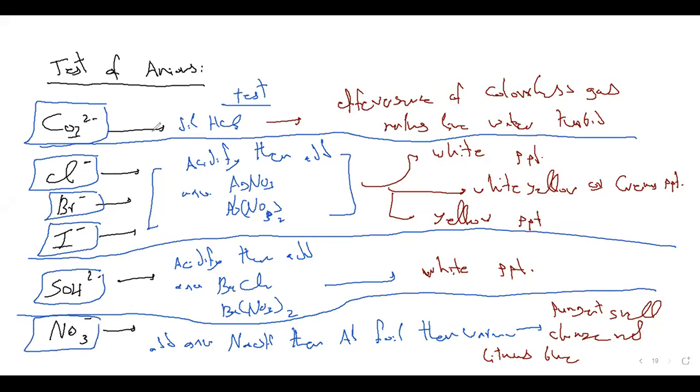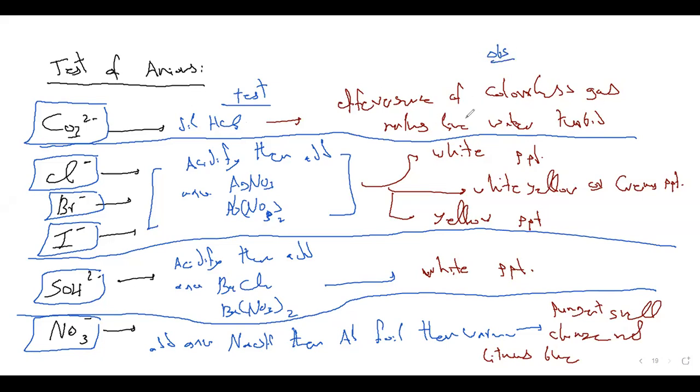In case of carbonate, dilute hydrochloric acid, effervescence of colorless gas makes lime water turbid. And what is the gas produced from carbonate? Carbon dioxide. And it is wrong if you say carbon dioxide gas evolves. No, observation, not conclusion. Colorless gas makes lime water turbid.